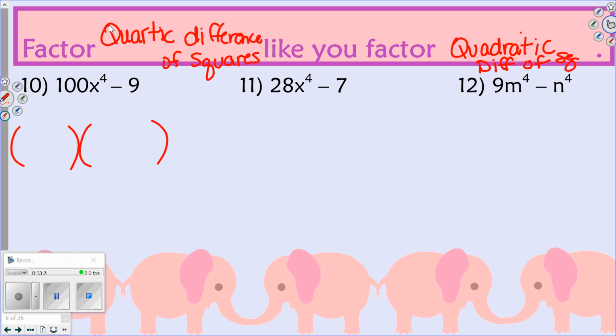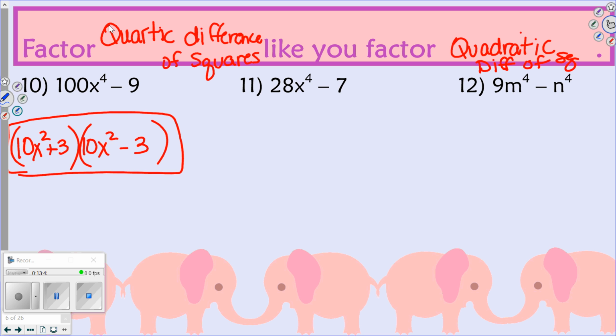So on the first one, how's that factor? Good. 10x squared plus 3, 10x squared minus 3. Does the minus 1, does that keep going? Is that another difference of squares? No, 10 and 3 are not perfect squares.